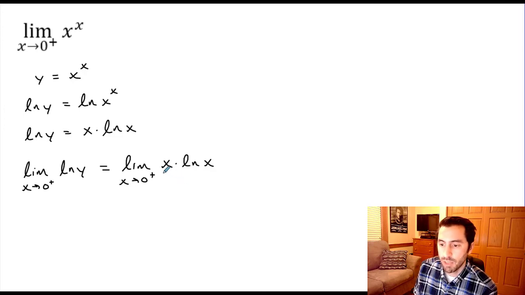So now this limit is something that we can evaluate. If I tried to plug in 0, I would end up with an indeterminate form, but we do have ways of handling that. In this case, I would have to rewrite this as the natural log of x over 1 over x, and then we can use L'Hopital's rule.